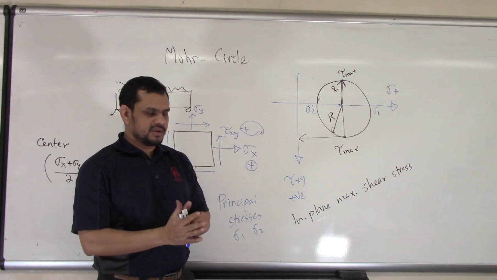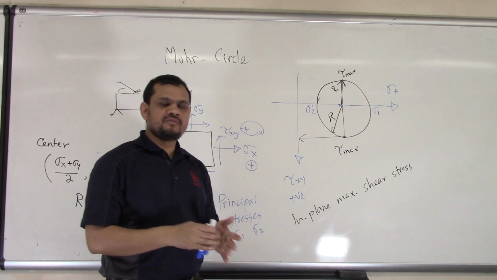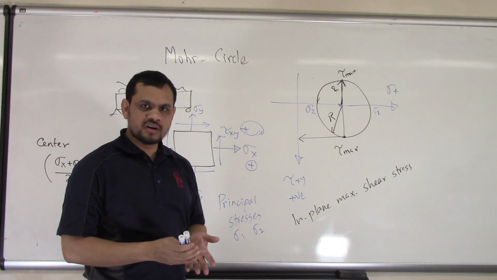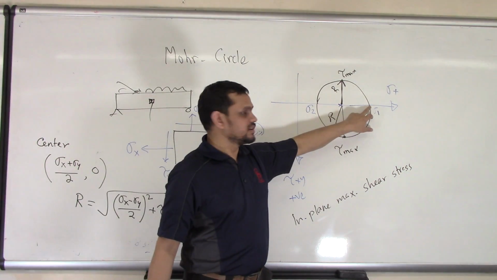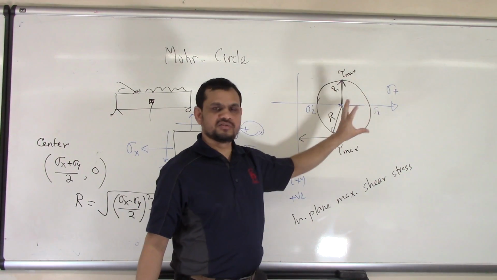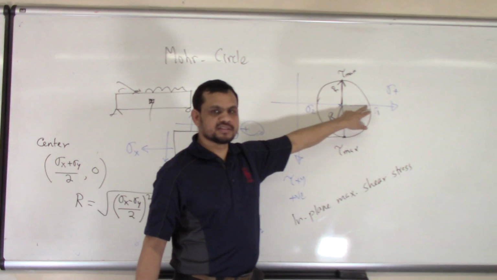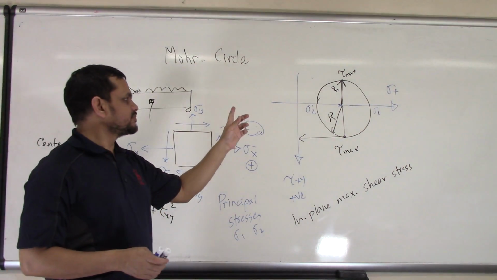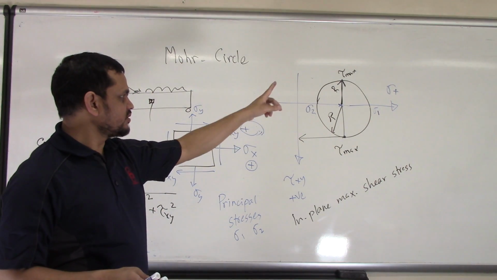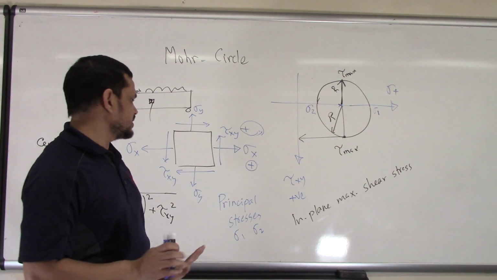Another time it may be asked: when principal stresses occur, what is the value of shear stress? When principal stress occurs, at that time there is no shear stress because it is on the axis. So sometimes you might get this kind of question, what is the value of sigma 1 when another exists?